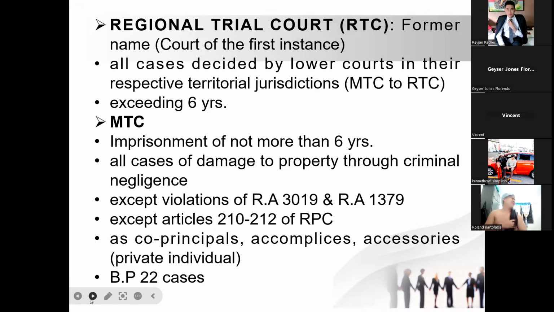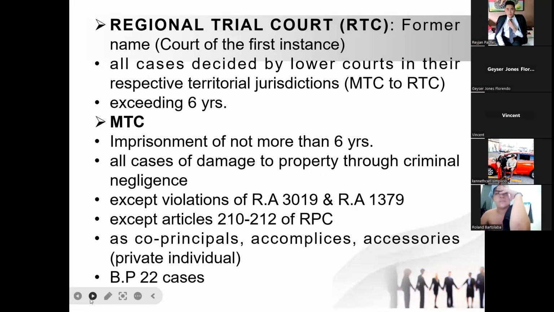Then of course, we have the MTC. Ang MTC class, of course, yung mga imprisonment of not more than 6 years, papasok yan ngayon sa jurisdiction ng MTC. Okay? Kasi di ba 6 years up, RTC, 6 years below, jurisdiction yan ng MTC. Then of course, yung mga cases, including yung tinatawag natin na criminal negligence, papasok rin yan sa MTC. Yung mga violations class ng, of course, except hindi nila trial and hearing yung RA 3019 and RA 3079 kasi the jurisdiction na yan ngayon class ng tinatawag natin na Sandigan Bayan.